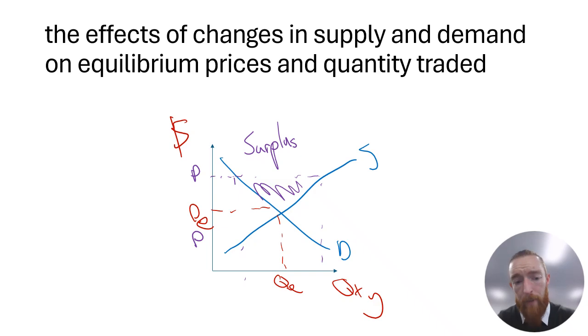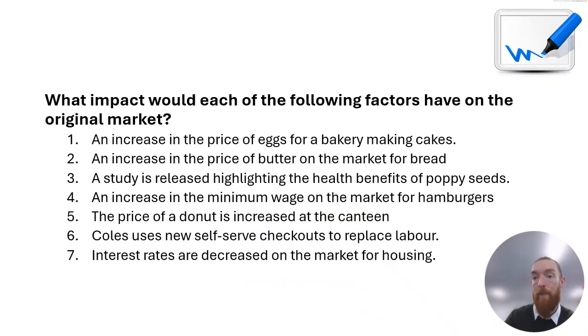If the price is set below the equilibrium point, things are too cheap, supply is much lower than demand, and we end up with what we call, this point in here, a shortage. And eventually the market will fix itself. So if we look at a few of these things, what impact would they have on the original market?